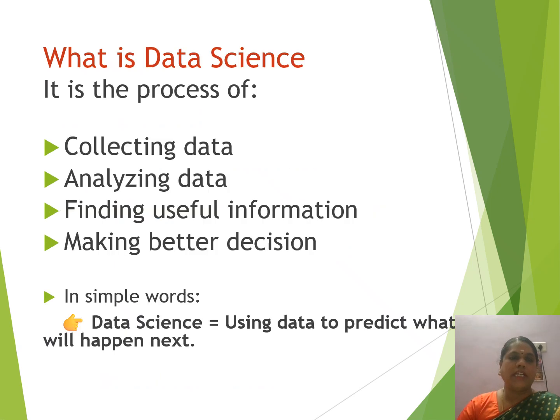Let us see what is data science. Data science means it is the knowledge about the data. It is the process of collecting data and analyzing data. After analyzing, we have to find the useful information. Based on the information, we have to make better decisions. In simple words, data science means using the data to predict what will happen next.